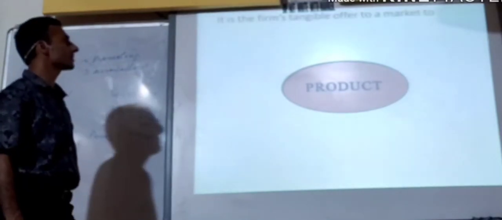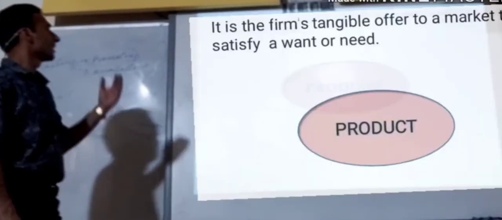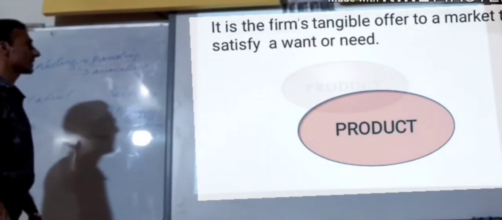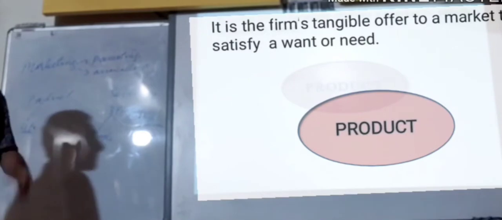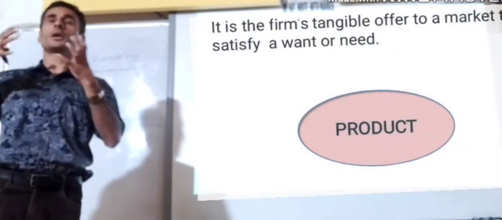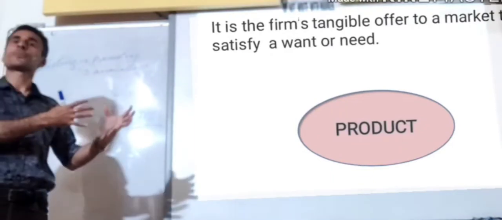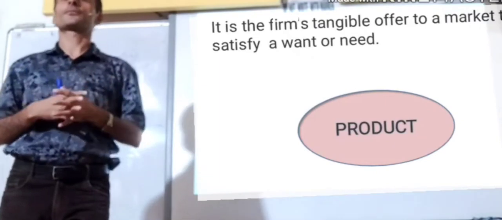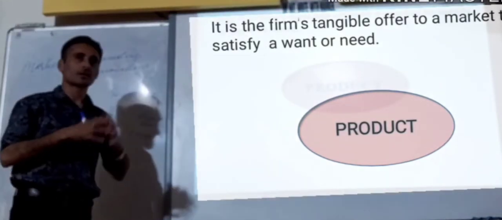What is a product? I think we have already covered this in yesterday's class. It is the firm's tangible offer to a market to satisfy a want or need. Firm's tangible offer, that means what is being offered by a business to the market in order to satisfy the needs and wants of the people, is termed as product.